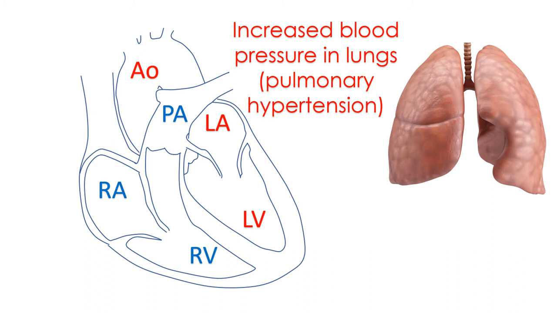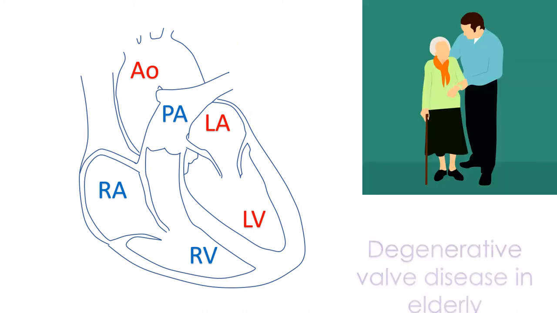Too high pressures in the blood vessels of the lungs, known as pulmonary hypertension, makes the right-sided valves leaky. Right-sided valves are usually not used to such high pressures.